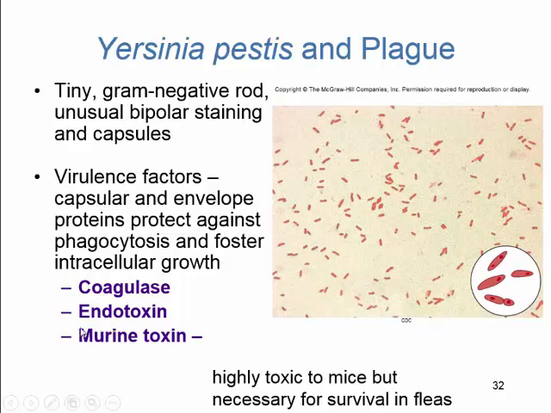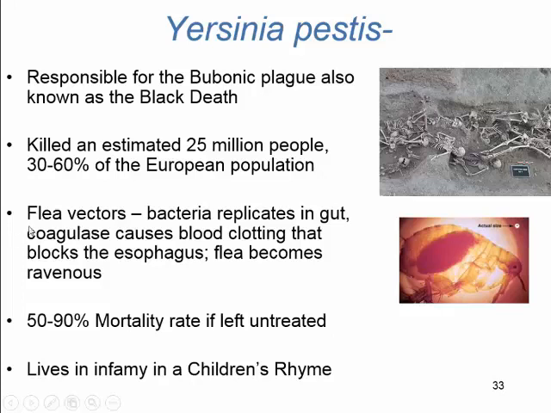And then it has endotoxins and, of course, murine toxin. Murine toxin makes this particular bacteria very virulent to mice, but murine toxin also makes this bacteria able to survive in fleas. Fleas are the vector for Yersinia pestis.